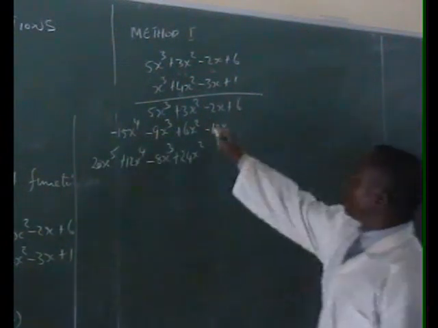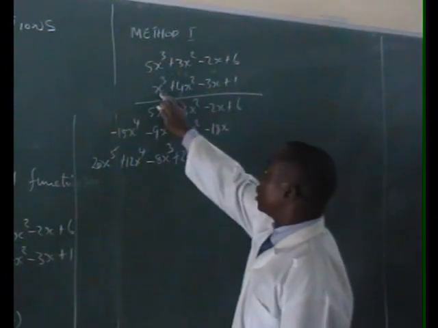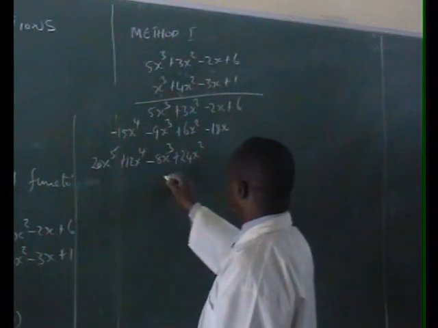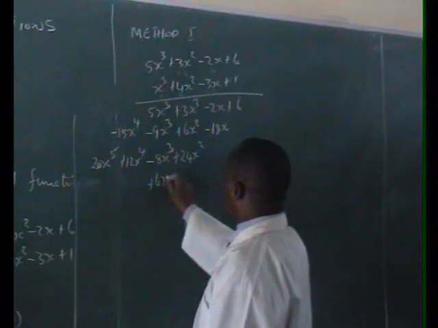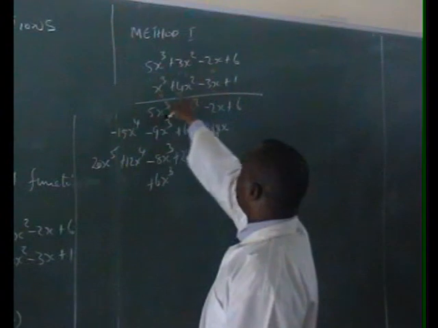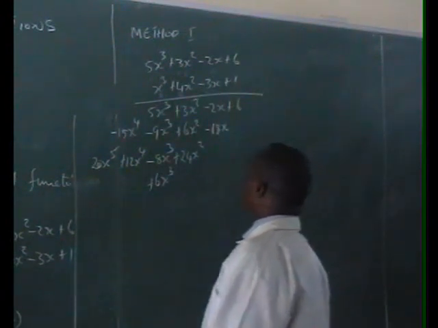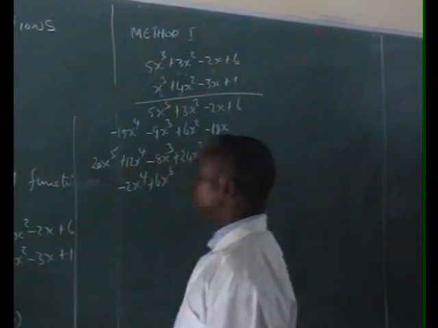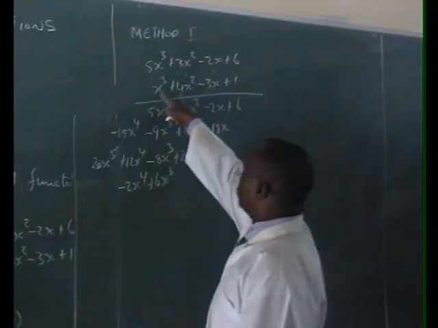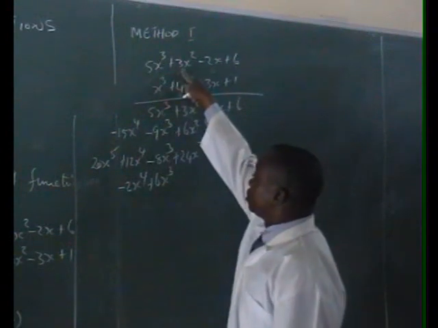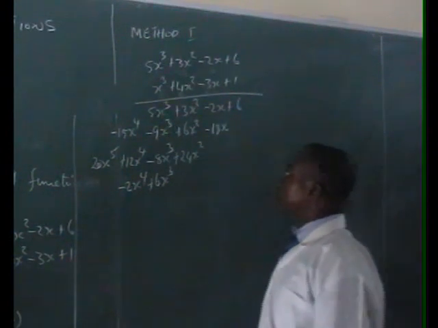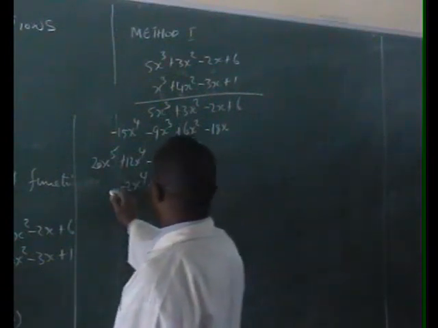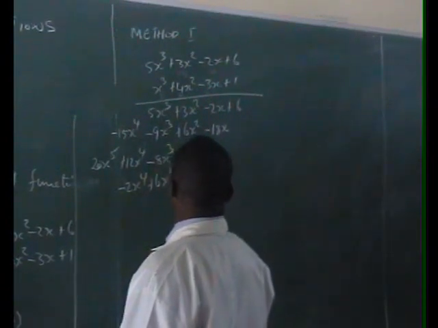Now we can also go for this one as x cubed times 6. X cubed times 6 will give us 6x cubed. X cubed times minus 2x will give us minus 2x raised to the power 4. And then we use this x cubed times this particular one, 3x squared. We'll have 3x raised to power 5.